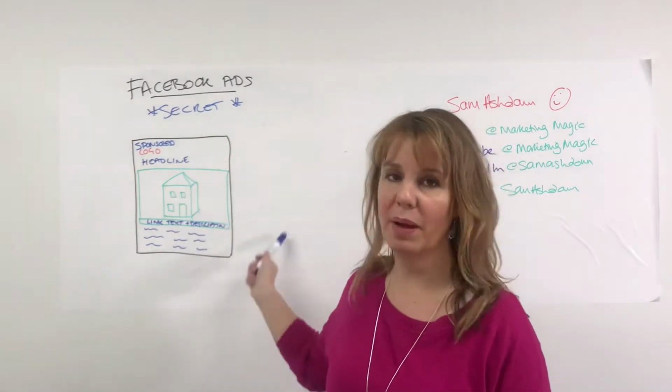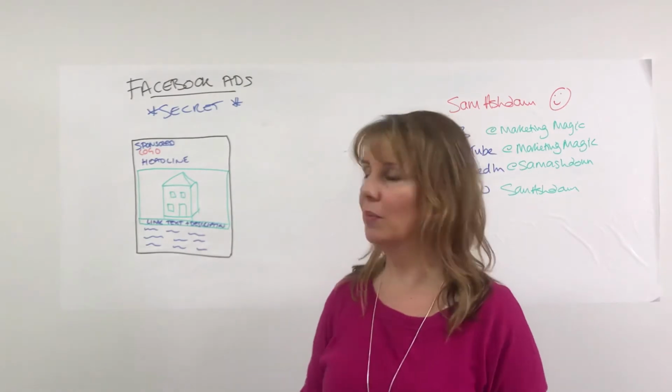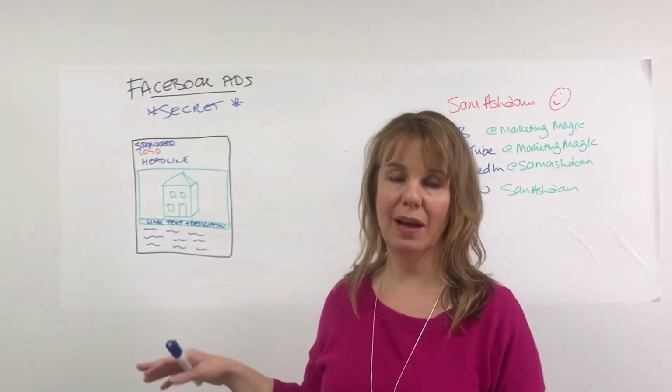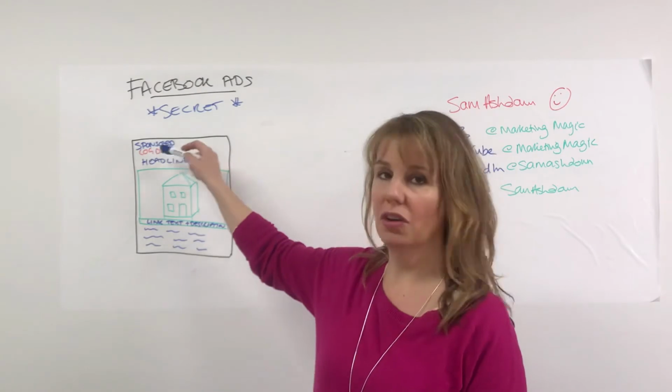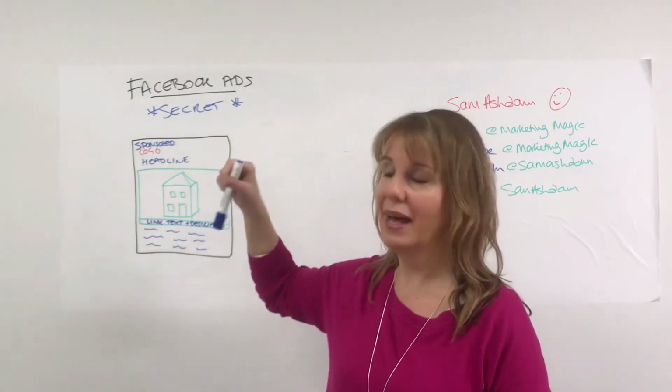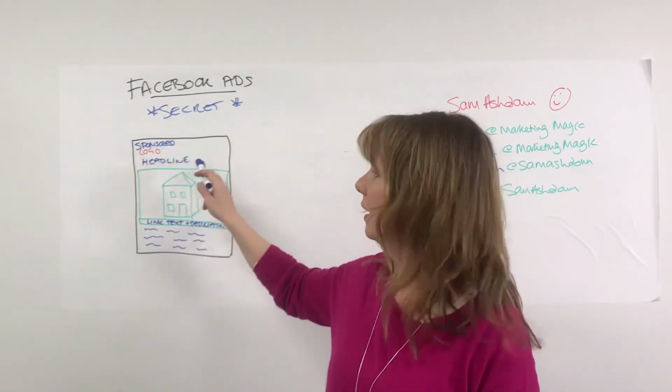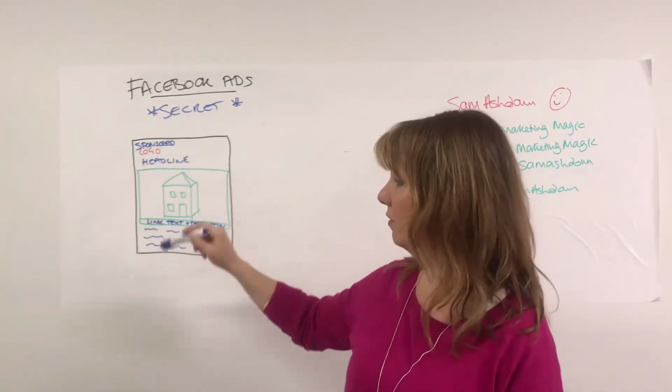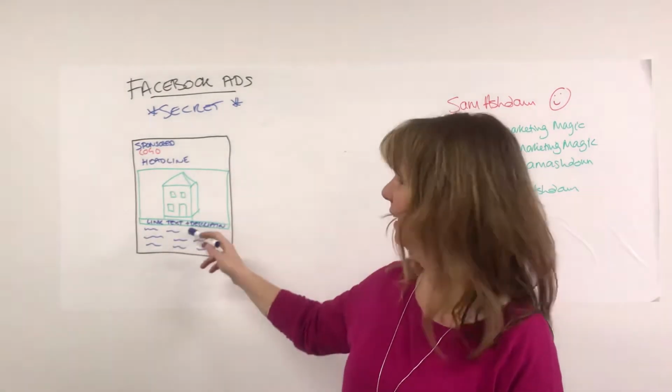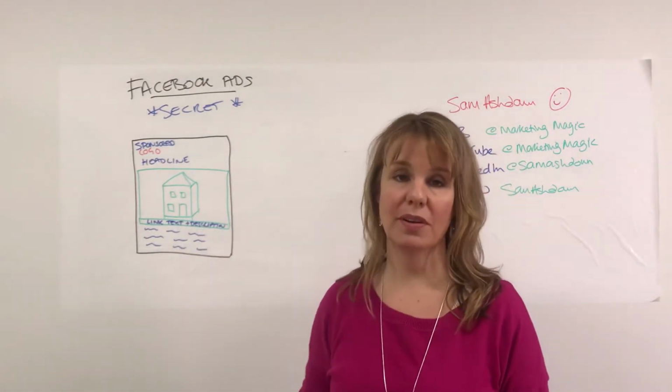And as you see here, we've got my beautiful rendition of a Facebook ad. Whether you're on desktop or mobile, looks pretty much the same. You've got your logo at the top or the name of your page, and it says sponsored somewhere. There's the headline, beautiful picture of a house, probably, link, text and description there, and then your blurb underneath.